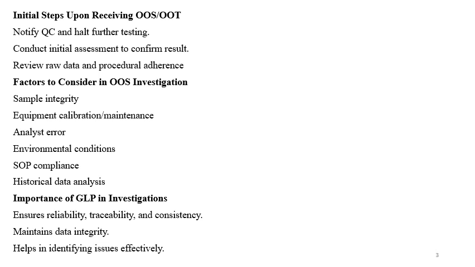Now, initial steps upon receiving the OOS/OOT. How you will do the initial steps? First is notify QC and halt further testing. Conduct initial assessment to confirm the results. Review raw data and the procedural adherence. First thing is to understand whether the test or result is showing OOS or OOT, and you need to notify the QC team to stop the further testing because there is an OOS or OOT.